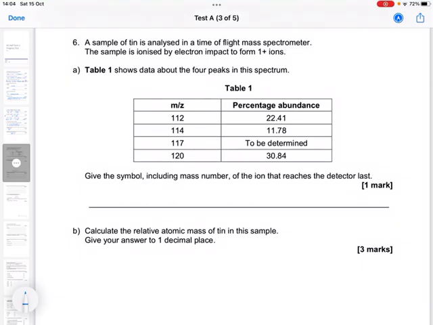A sample of tin is analysed in a time-of-flight mass spectrometer. The sample is ionised by electron impact to form 1+ ions. Table 1 shows the data of 4 peaks in the spectrum.